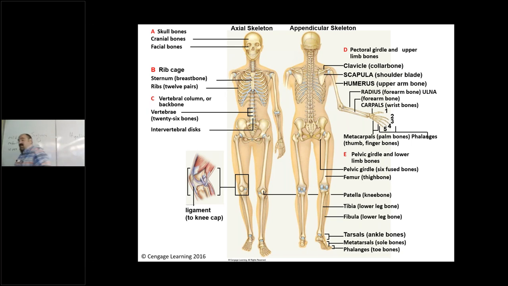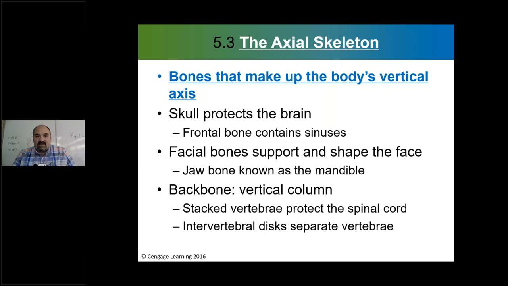This image here is a good image for you to look at to give you an idea. You're seeing on the lower left of this image ligaments. Ligaments connect bone to bone. Tendons connect muscle to bone. But as I repeat it, you get it over time, and that's important.